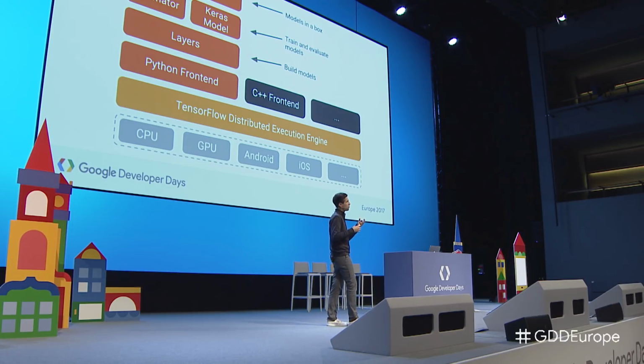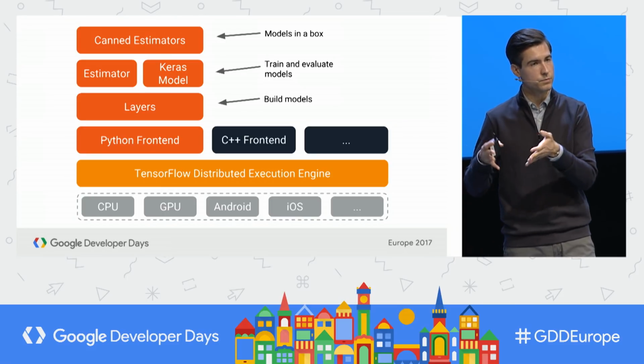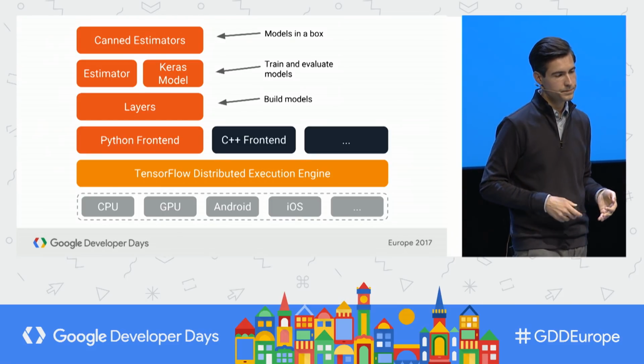Now, as of 1.3, we added another layer on top of that for what we call the canned estimators. With a canned estimator, you can create a deep neural network classifier in literally one line of code. And then when you use the high-level estimator APIs, you get a bunch of things for free, like distributed training, automatic snapshots, and the ability to run on a mix of hardware that you have, like the CPUs and GPUs.